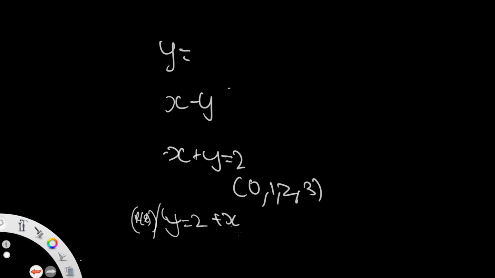And we would substitute in the values to get y is equal to 2 plus 0, which is 2, 2 plus 1, which is 3, 2 plus 2, which is 4, and finally 2 plus 3, which is 5. So our 4 y values would be 2, 3, 4, 5.